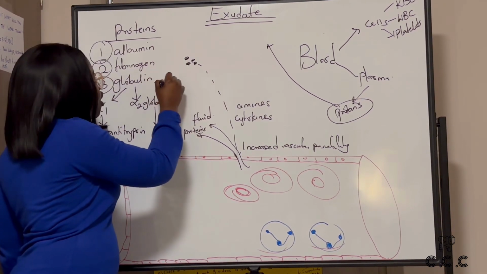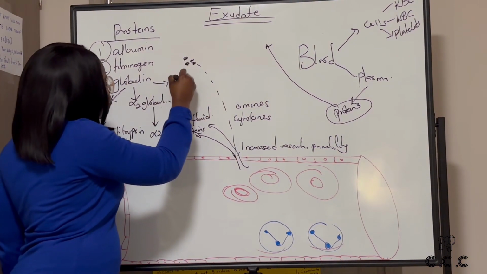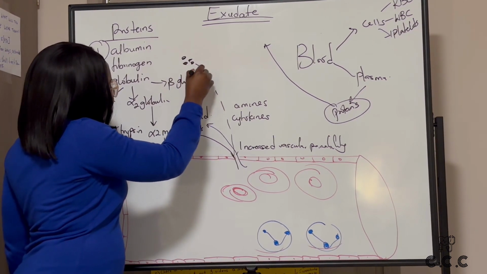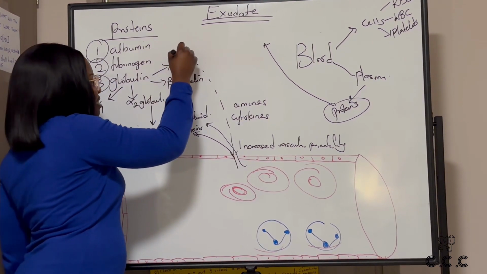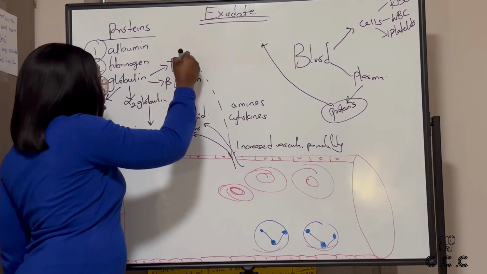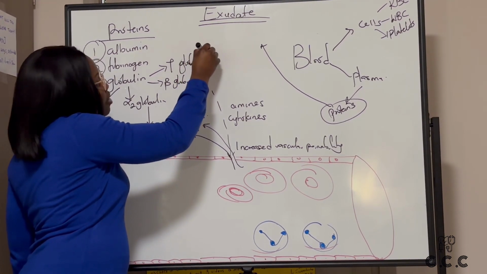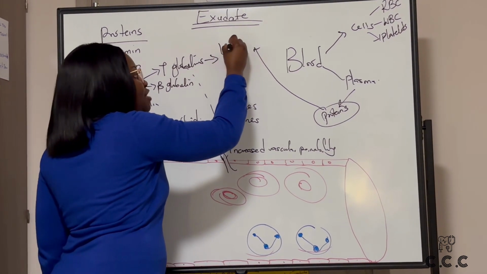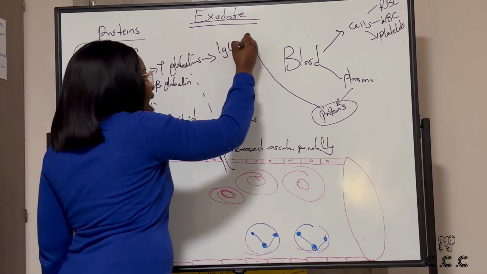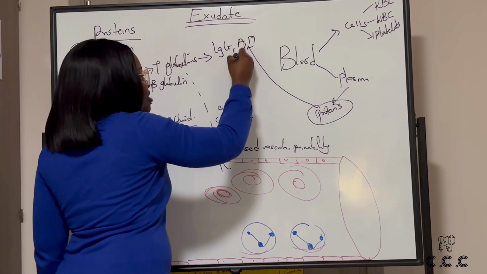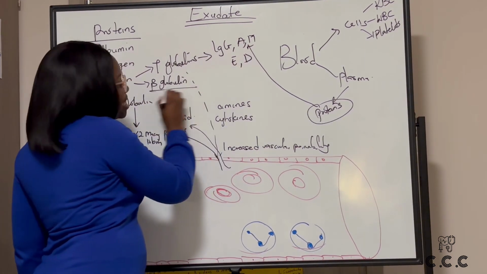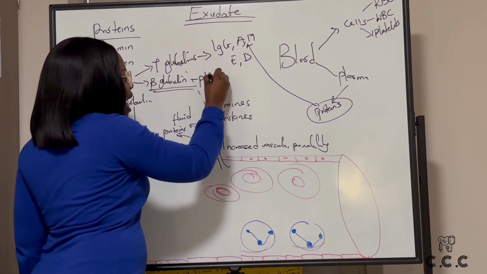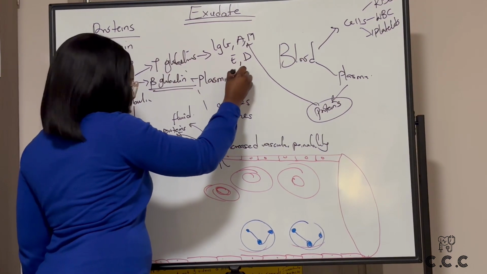We have your beta globulins, and we have your gamma globulins. Okay, I'm going to clean this. Basically, for your gamma globulins, you're going to see your immunoglobulins in the full class. We have G, we have A, we have M, we have E, we have D. And for your beta globulins, we are going to see stuff like plasminogens.